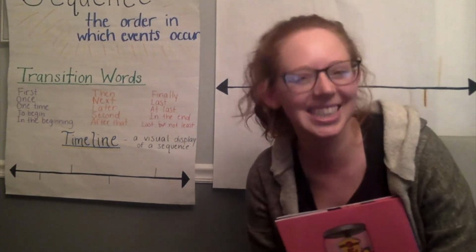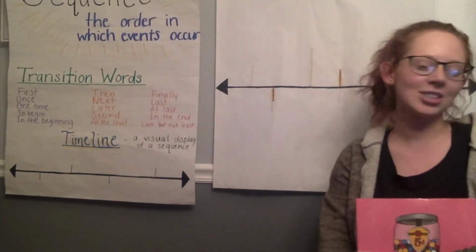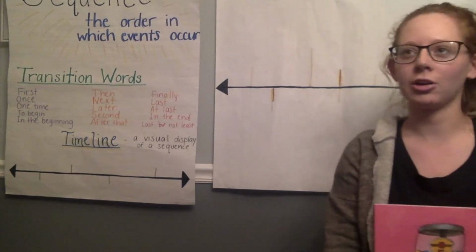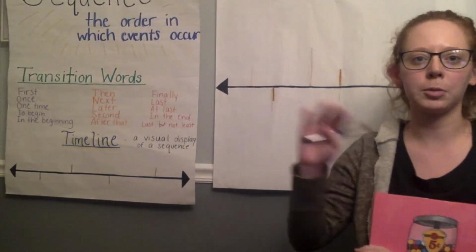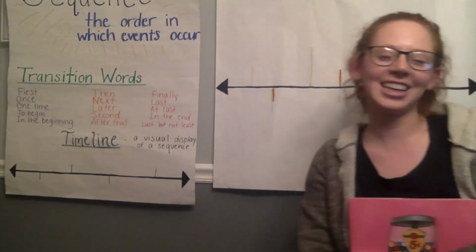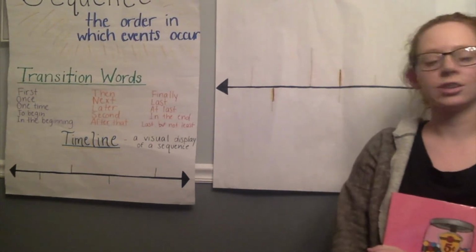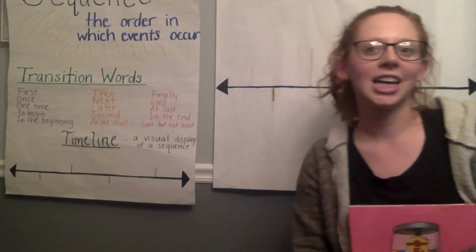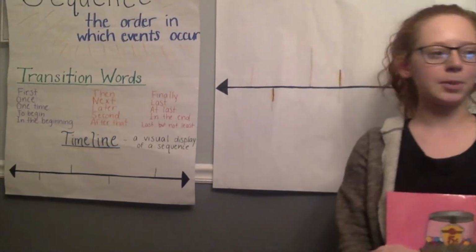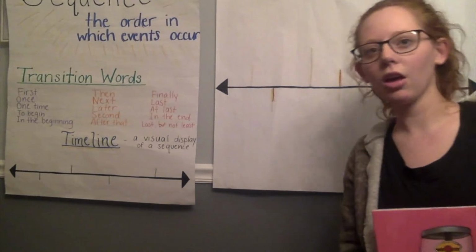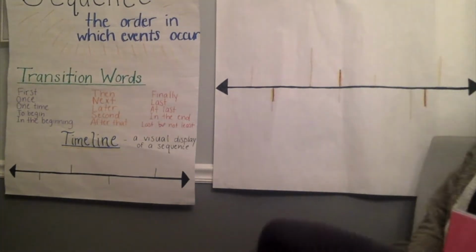Sneezed. Sneezed, okay. So what we just did was we put in order the events of how our morning went, what we did in order. And that is a concept that we call sequencing. And good readers and writers sequence their events in a story to better comprehend. So today we're going to learn how to sequence.